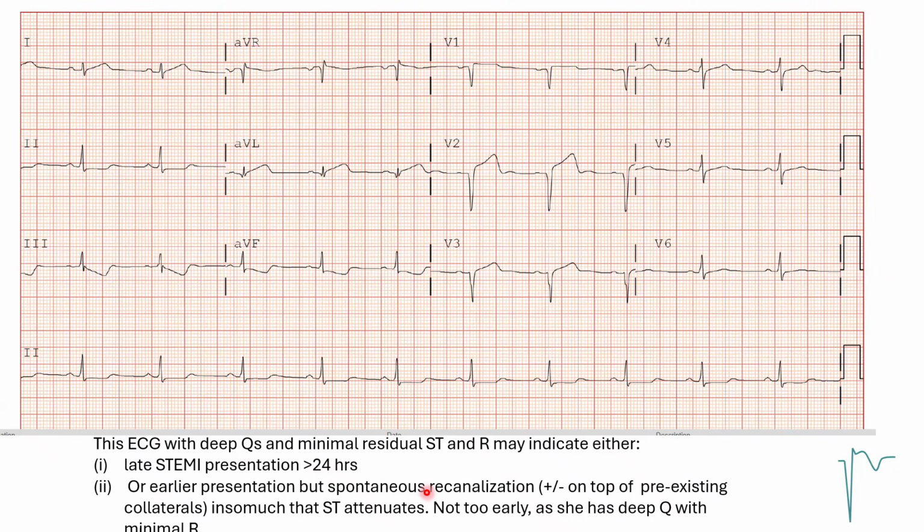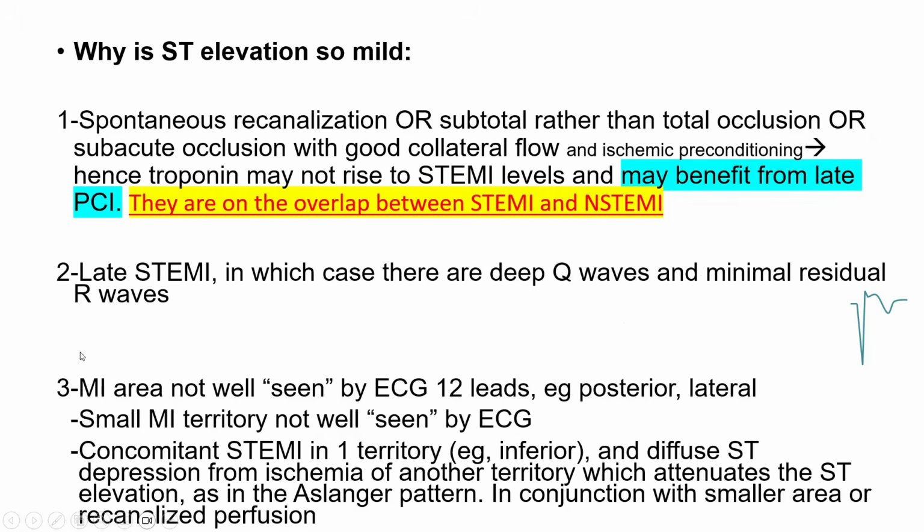However, an earlier presentation should be considered if symptom onset is described less than 24 hours ago, or if the patient is still having ongoing chest pain. In which case, you need to take that patient emergently to the cath lab and recanalize the occlusion emergently. Now, moving on, the third explanation for the mild ST elevation in those subtle STEMI OMI cases.